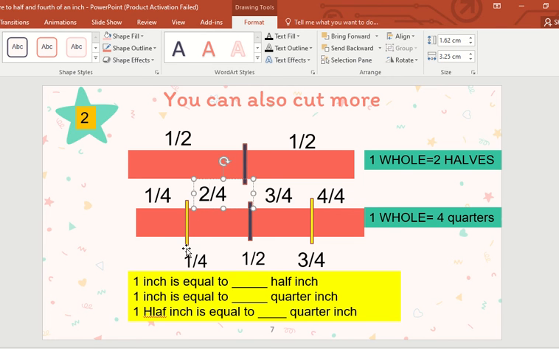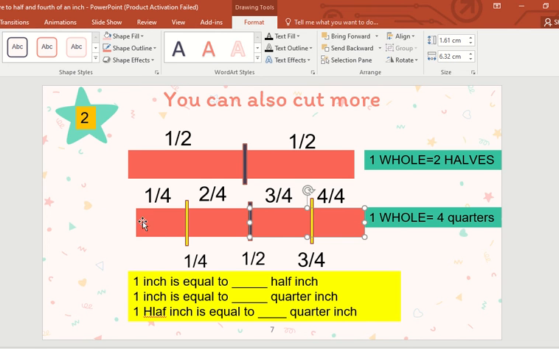So this one line, this is for the first part, so 1 by 4. This is for the half part, so 1 by 2. And this is for the third part, so this is 3 by 4. And when we reach this line, we will be reaching the next inch.